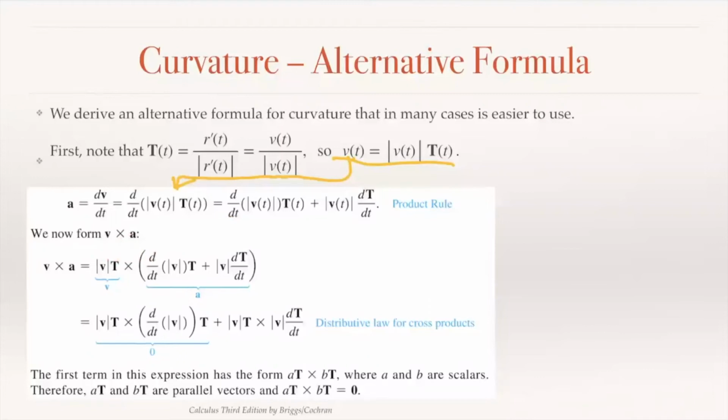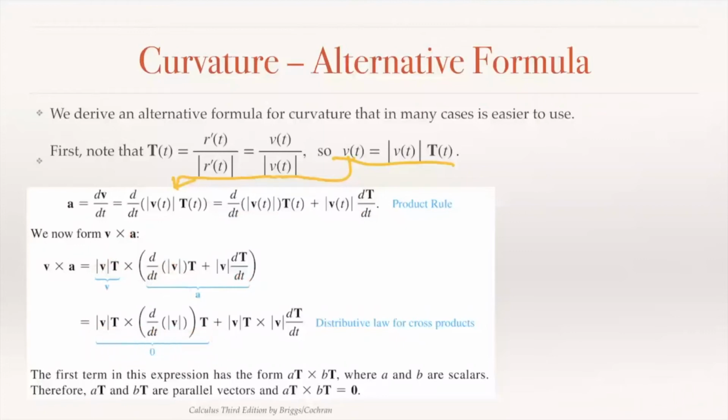So this guy is v, again by up here. And a, as we just saw, is this whole guy. And the cross product distributes. So we distribute it over both components. And the first component, that times that cross that, is actually 0.